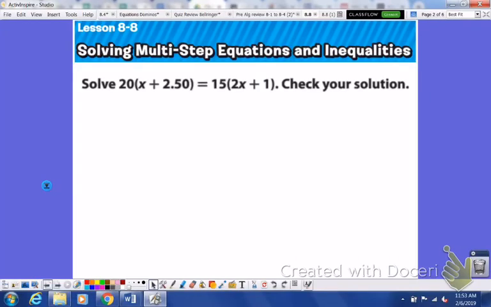Here we are with the last lesson for this chapter. We're going to be solving multi-step equations and inequalities. We're going to have a couple of special cases in this section. Only a couple problems, but a lot of information.